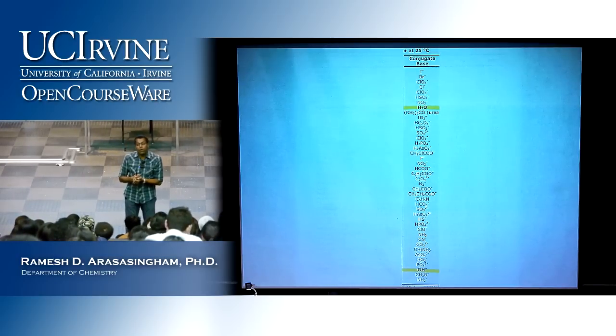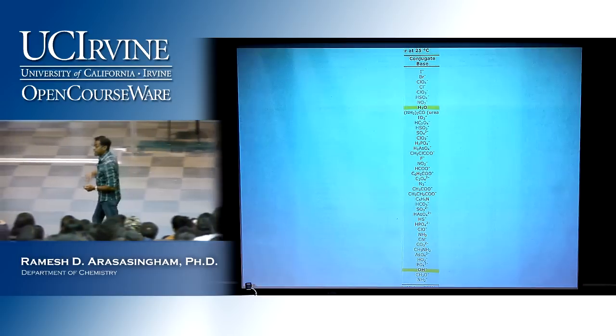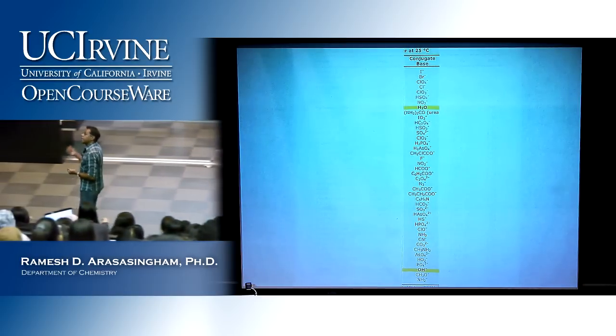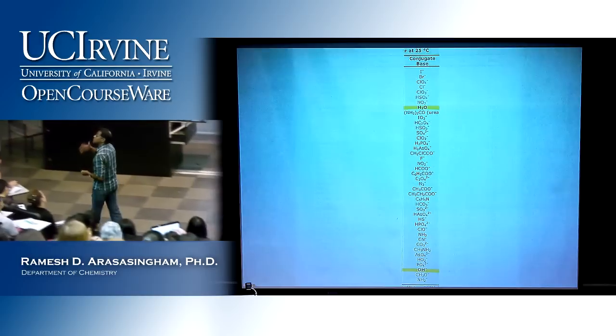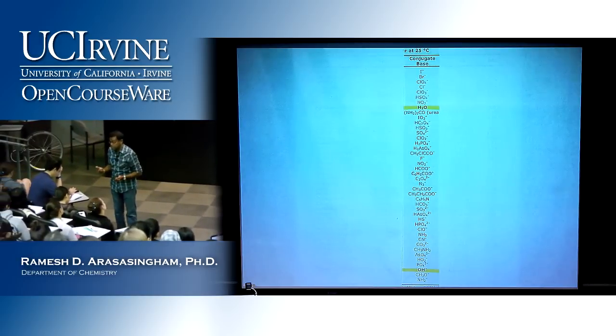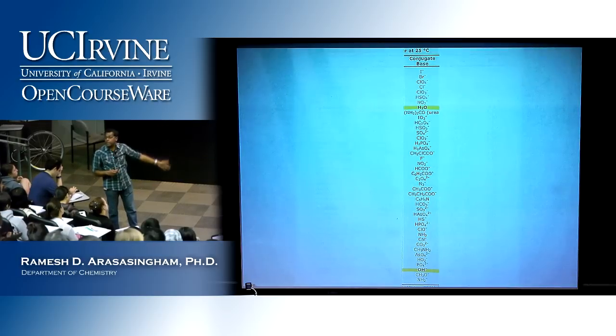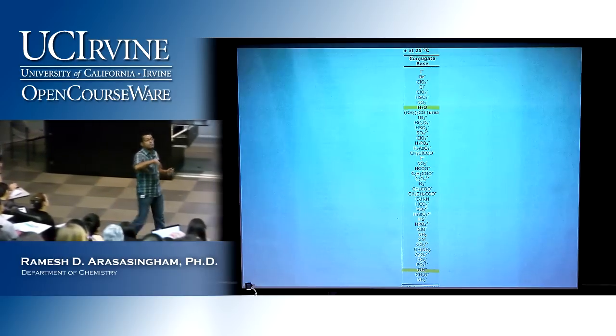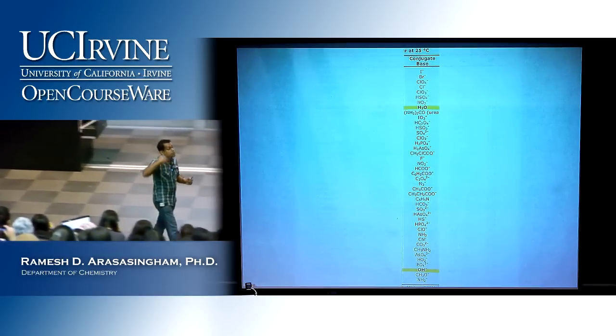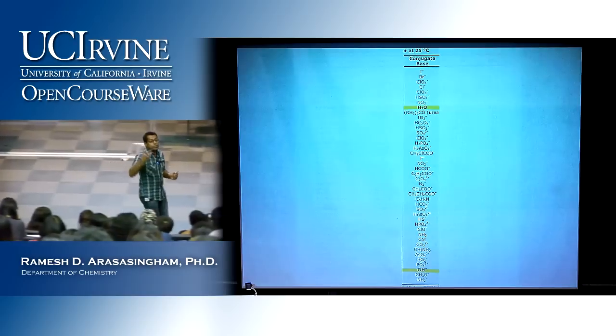And so one of the things that you have to practice is that when I ask you to rank these in terms of relative basicities, rather than acids, which are pretty straightforward because you can just look at that table and figure it out. Now, if you're talking about ranking them in terms of relative bases, you have to be able to flip it around and know how to do that.